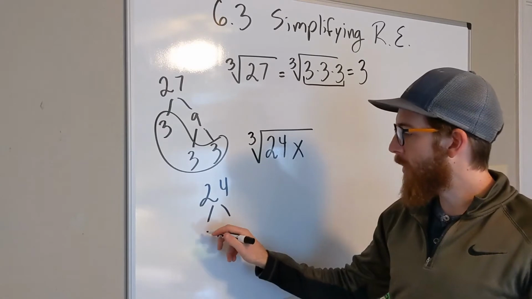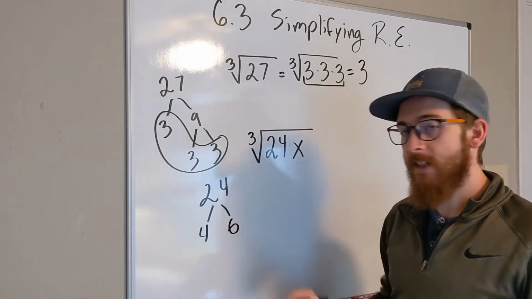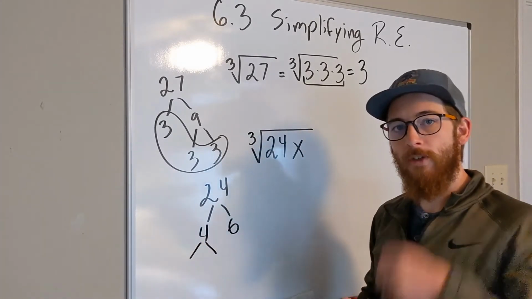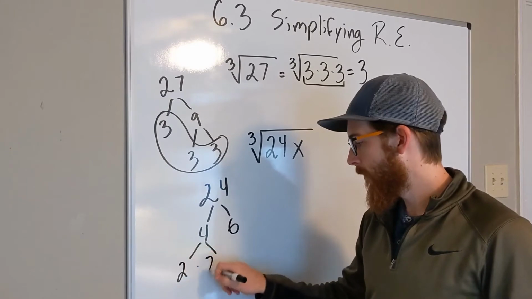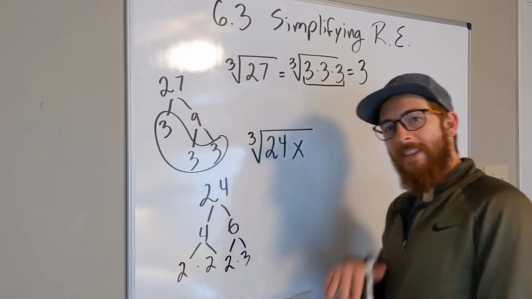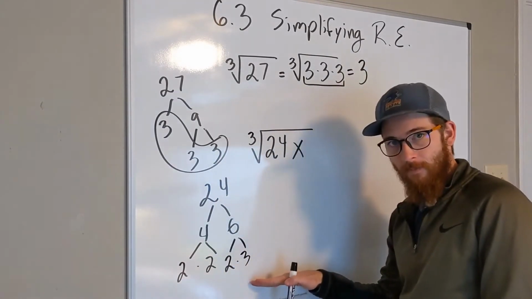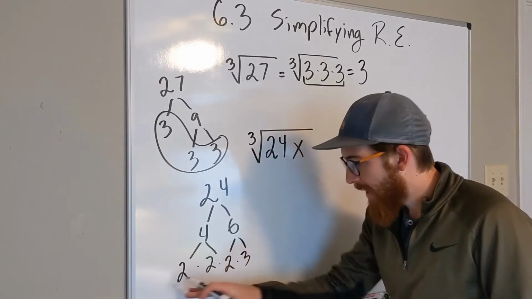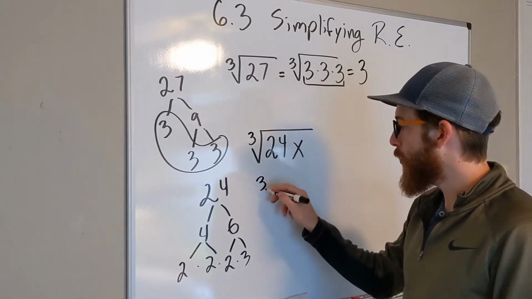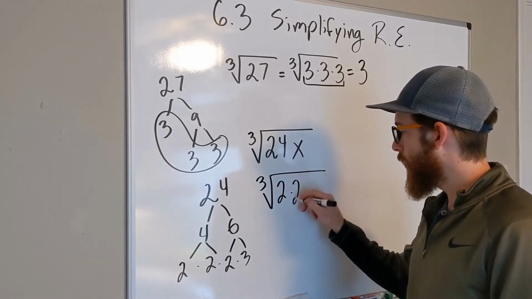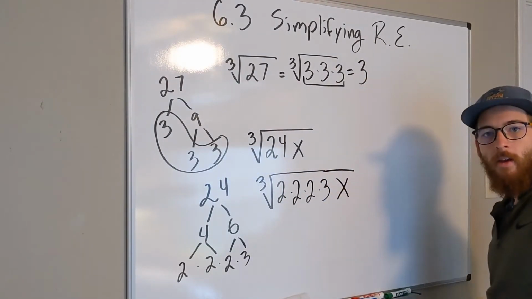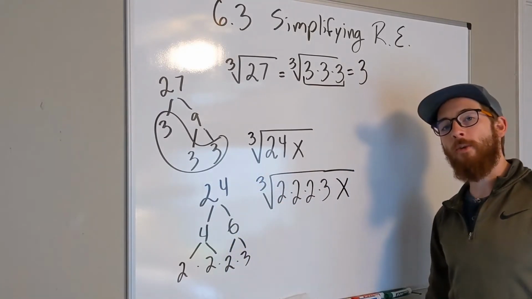So I'm going to do 4 and 6. Now they both can be broken down. 4 is really 2 times 2. 6 is really 2 times 3. Now, I'm simply going to take the thing that I have now, and I'm going to replace the 24 with that thing. The cube root of 2 times 2 times 2 times 3, but can't forget the x. Now, it's a cube root, so what are we looking for?